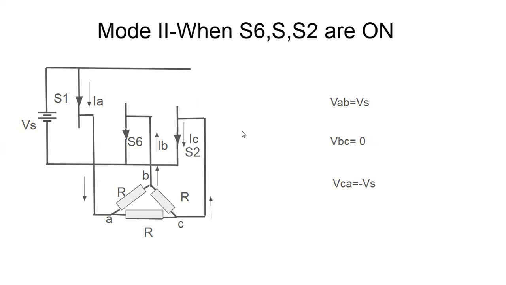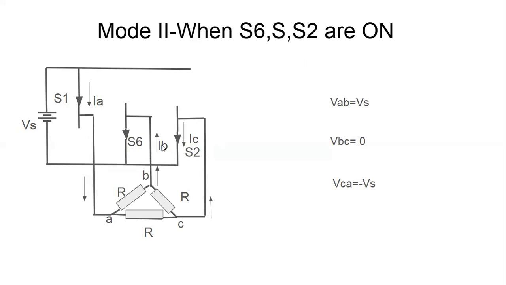Then we can see mode 2 operation. During this mode, the switch S1 in the first leg will be in on condition, S6 in the second leg will be in on condition, and in the third leg, S2 will be in the on condition.